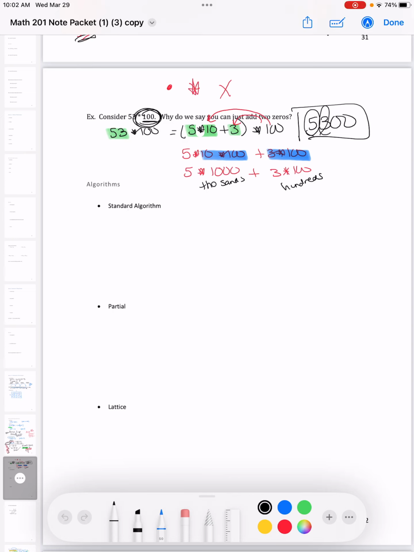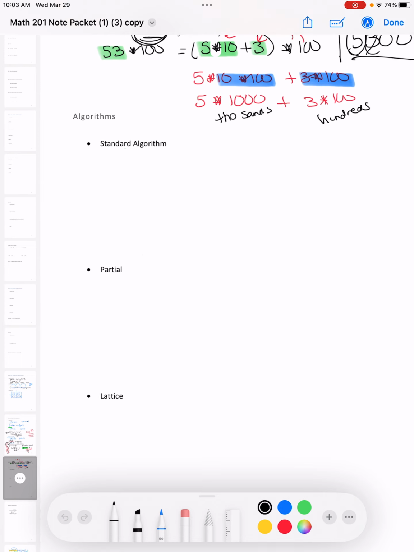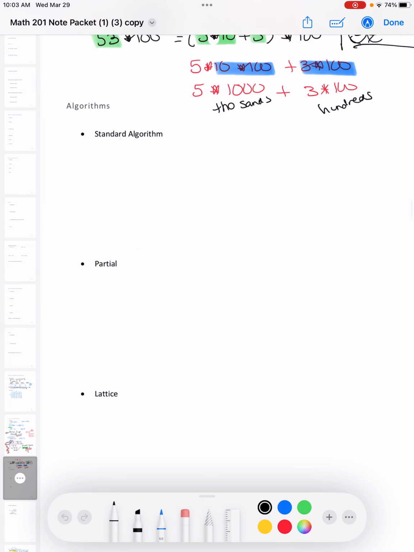Now let's take a few minutes to look at some algorithms for multiplying 2, 3, 4, however many digit numbers. So more than our basic multiplication facts. I'm going to start with what's called the standard algorithm. This is what most students would use when multiplying, but definitely not all.